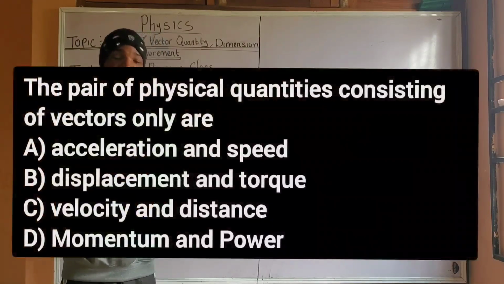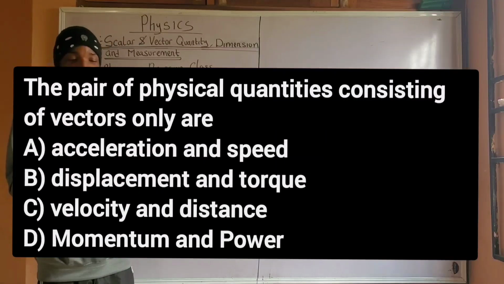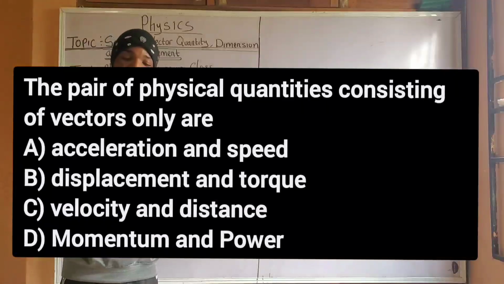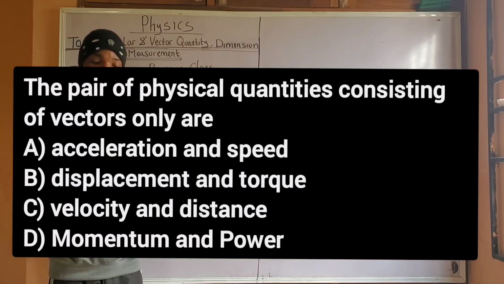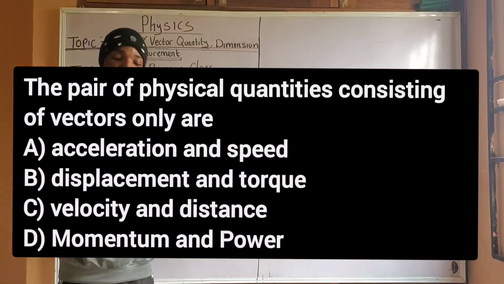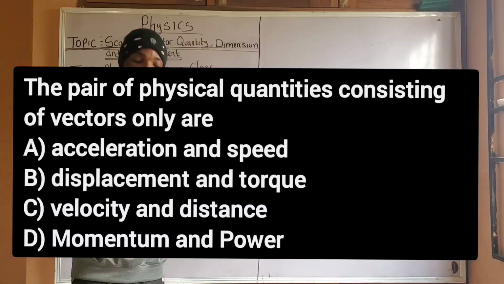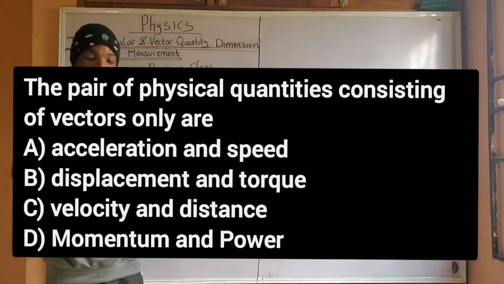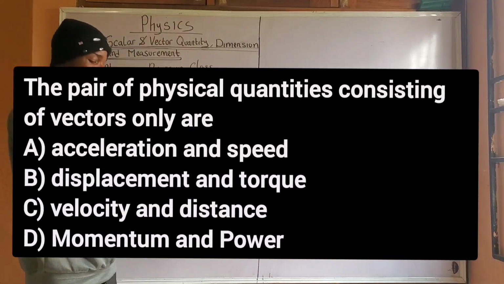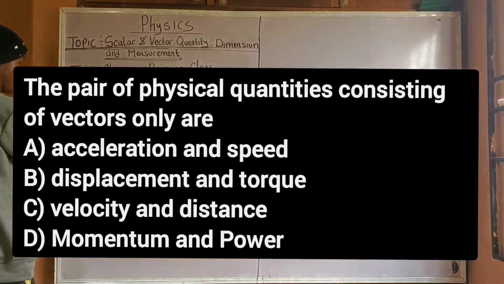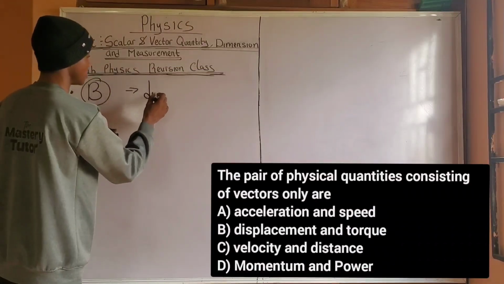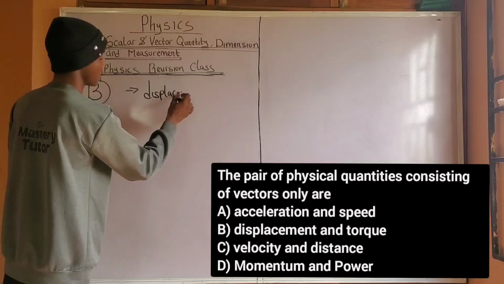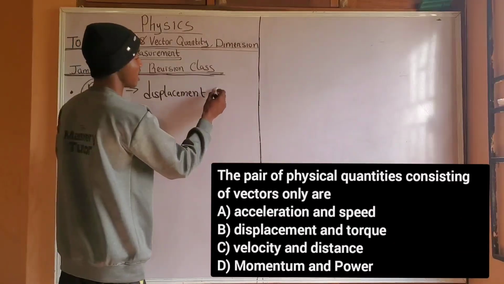Let us proceed to the next question. The pair of physical quantities consisting of vectors only are: A, acceleration and speed; B, displacement and torque; C, velocity and distance; D, momentum and power. The correct option to this question is option B. That is displacement, which is the shortest distance, and torque.